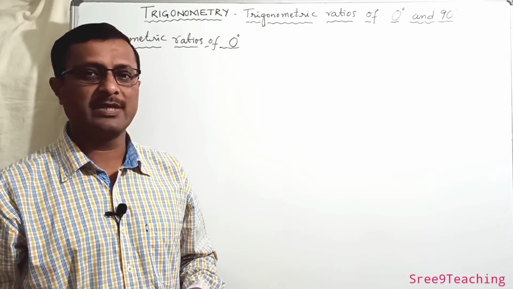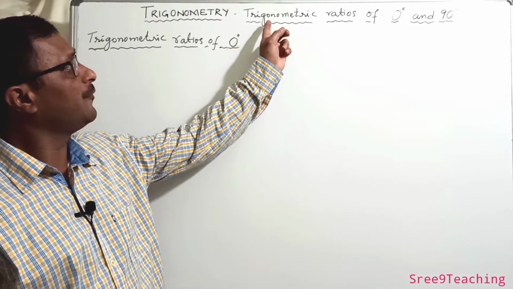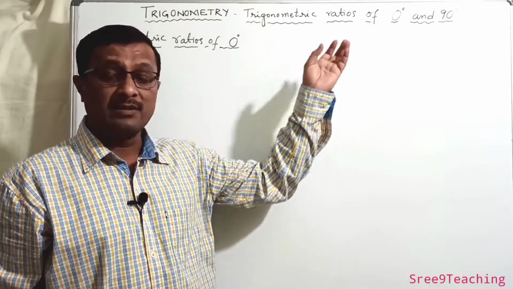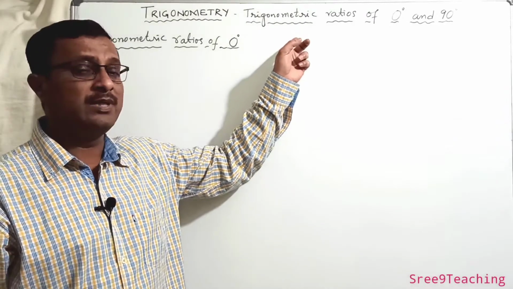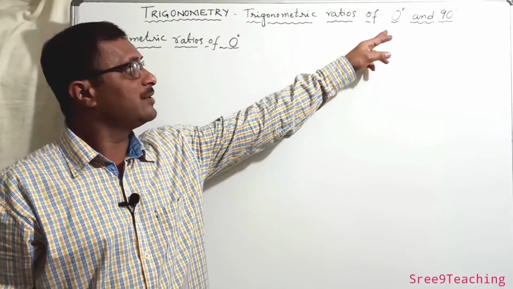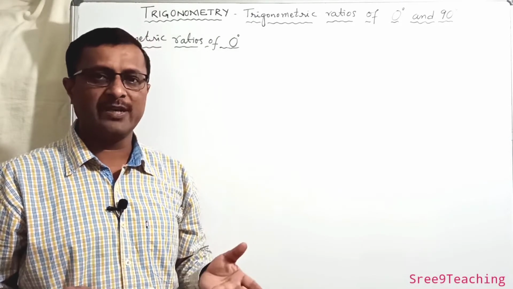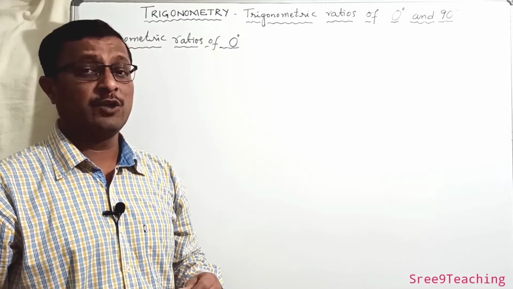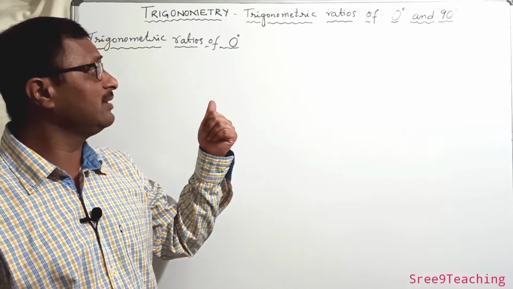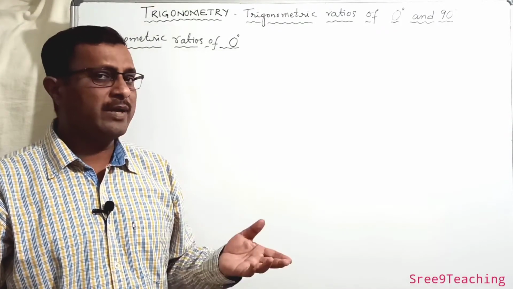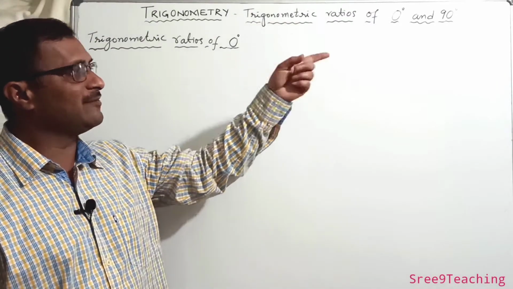So we are dealing with the chapter trigonometry. We have learned trigonometric ratios and also how to find the trigonometric ratios of 30 degrees, 45 degrees, 60 degrees. Today we are going to learn the values of trigonometric ratios of angles 0 degrees and 90 degrees. Now let us see how we can find the trigonometric ratios of 0 degrees as well as 90 degrees.